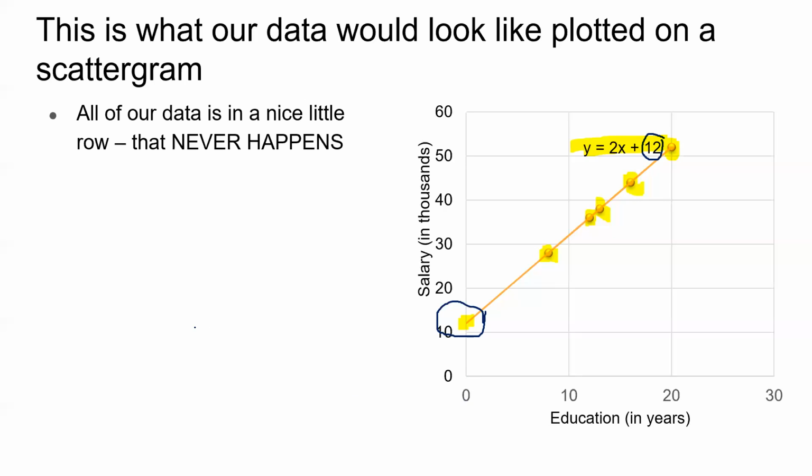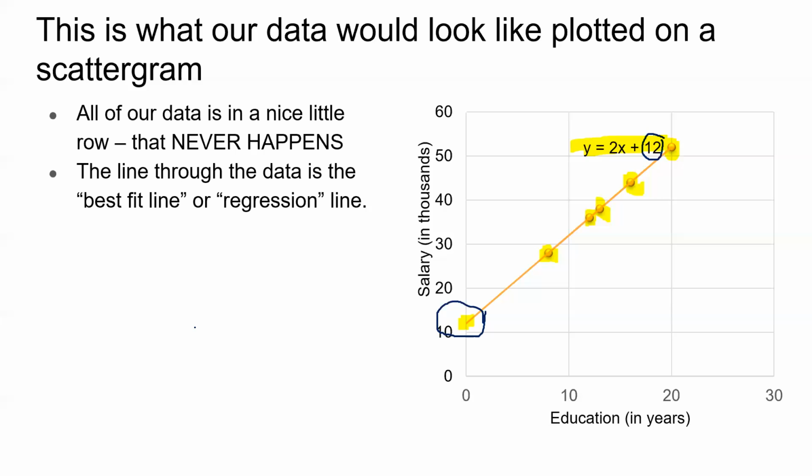All of our data is in a nice little row. That never actually happens. So we never have data where every data point is on our best fit line. What we typically see is some things that don't fit so nicely. Remember that the regression line through the data is the best fit line. And so that's the one that minimizes the deviations around the mean. And we talked about that when we talked about correlation and introduced the idea of that.